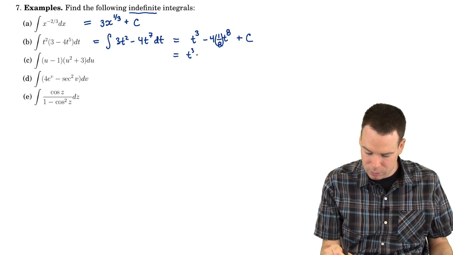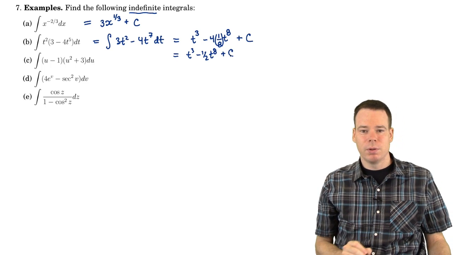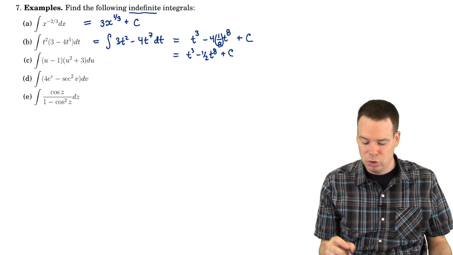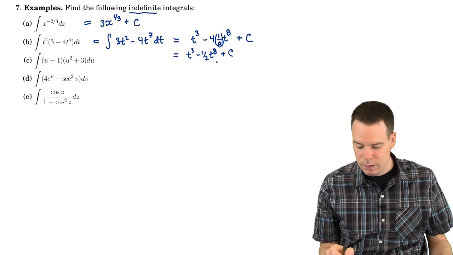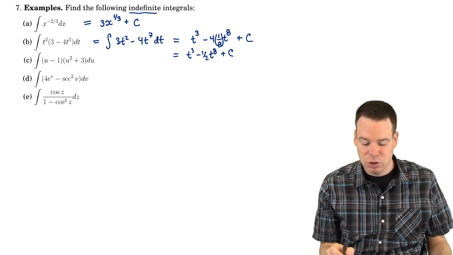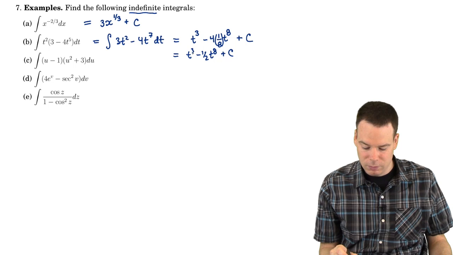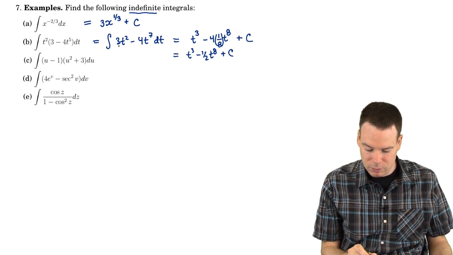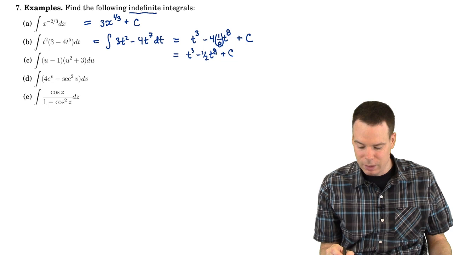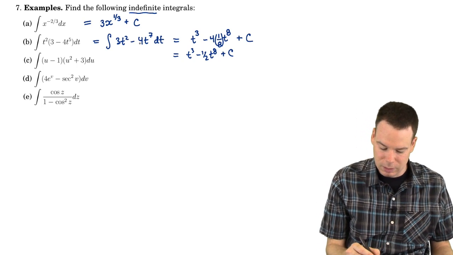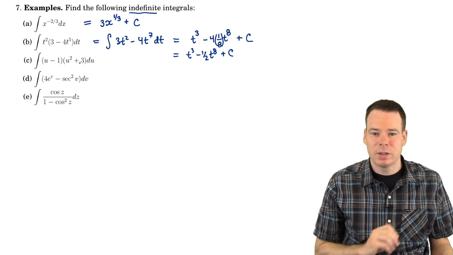and then I can just do a bit of simplification. 4 times 1/8 is 1/2. And so there's our antiderivative. In this case, always do a quick check. Take the function that you've constructed and make sure its derivative is the integrand over here. So the derivative of t cubed, that's 3t squared. Yep, that gets the first piece. What about the derivative of negative 1/2 t to the 8? The 8 comes down, makes a 4, and that becomes a t to the 7th, so we get exactly what we wanted. So what about part C?